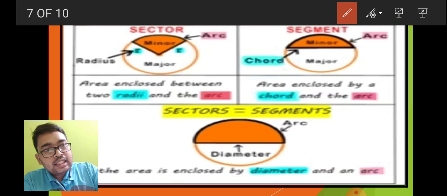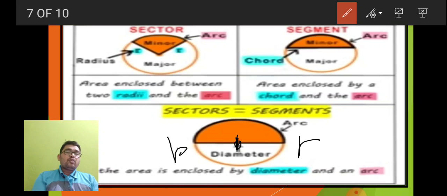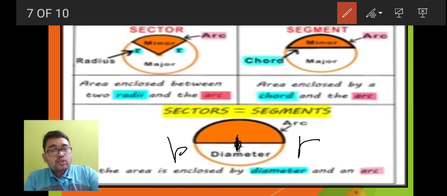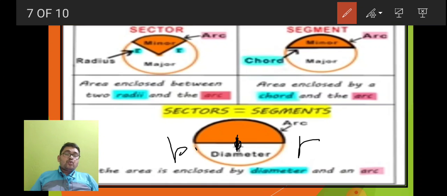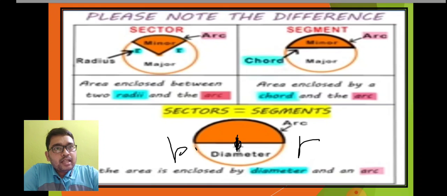The diameter, you know, has two radii, this is one radius on this side and another radius on this side, so two radii and their arc. So it will be called a sector, and the diameter is also a chord, and this is the arc, so it will also be called the segment. So when the area is enclosed by the diameter and arc, then sector and segment both become equal. This is the major difference between sector and segment.